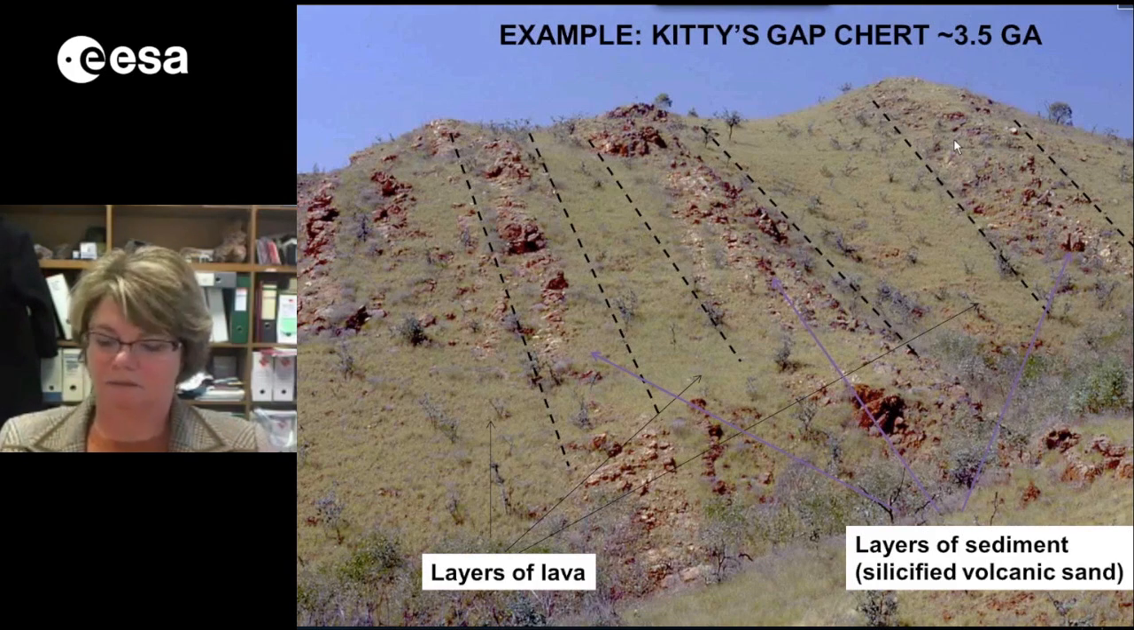The hardest layers of rock are the silicified sediments. Silicified because the early oceans were very rich in silica, saturated in silica. And in between the layers of sediments, we have the volcanic rocks, which are softer and more eroded. So here we have the layers of sediment.